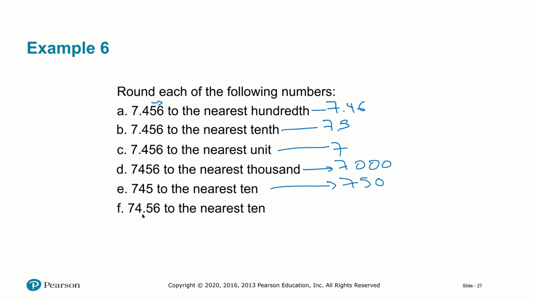Now this one, 74.56 rounded to the nearest 10. So here's the ones digit, here's the tens digit. We look to the right, that's a 4, so we're going to round down. So the 4 becomes a 0, the 7 stays as is, so 70.00, right? The rest all become zeros, so we don't need to write that, so it's just 70.